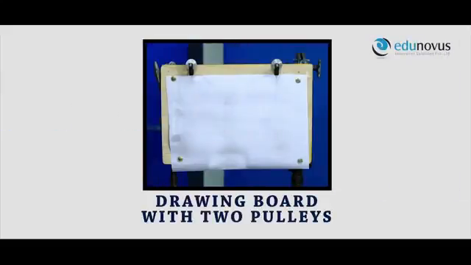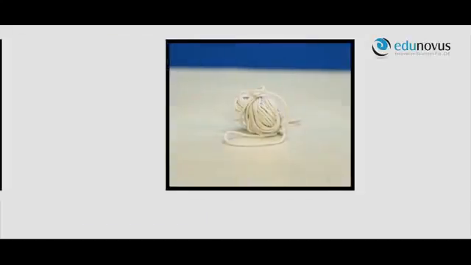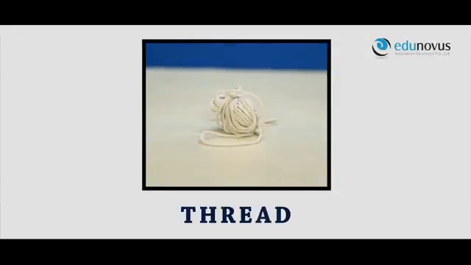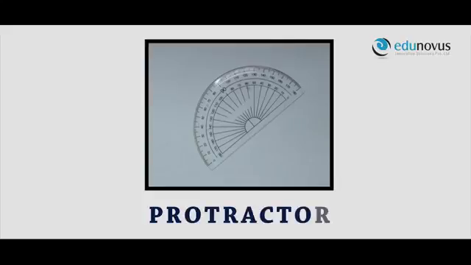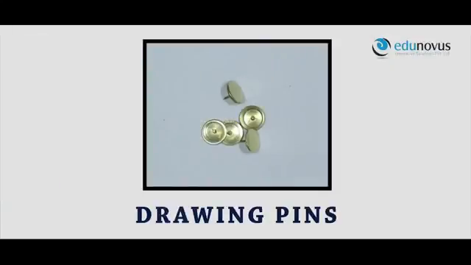Apparatus: drawing board with 2 fixed pulleys, 3 sets of hanger weights, twine thread, protractor, set squares, and drawing pins.